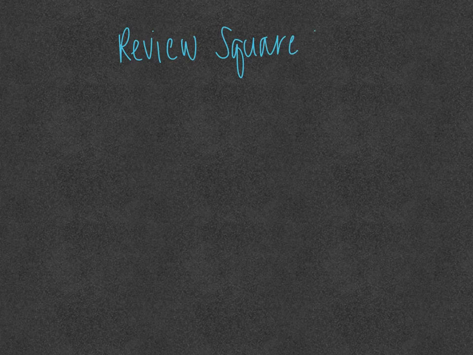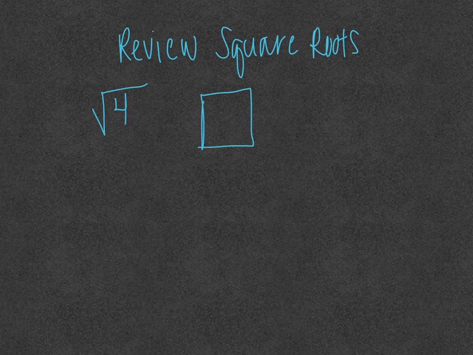Okay, so before we start talking about cube roots, we're going to review square roots. And remember that this symbol is called a radical, and inside is usually a number. And so when we are trying to find the square root of 4, a way to visualize this would be to draw a square made up of 4 squares.